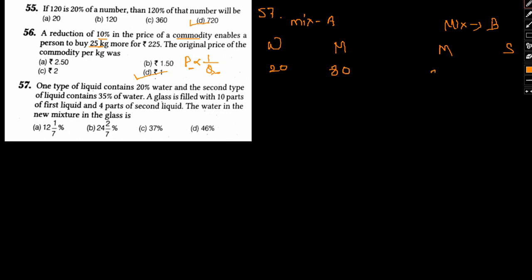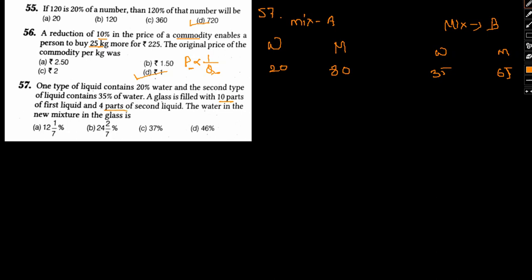B contains 35% water and how much? 65. 35% water and 65% milk. Now they are mixed in the ratio 10:4. Say 10 parts and 4 parts.